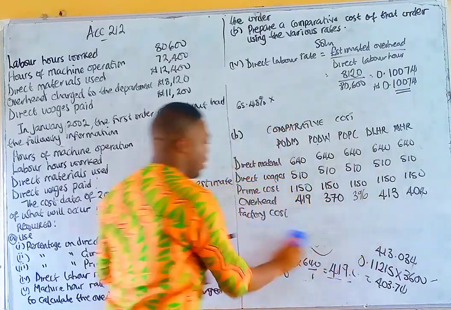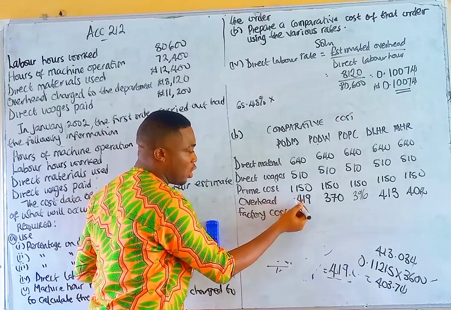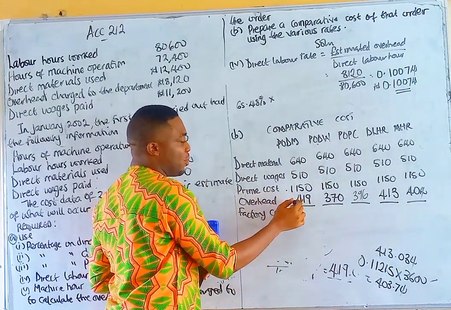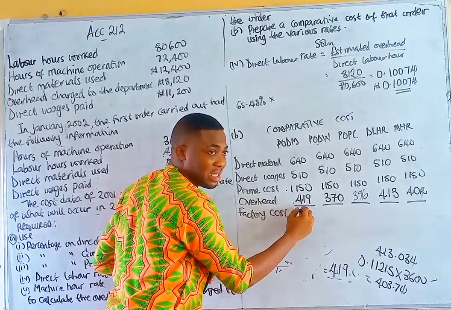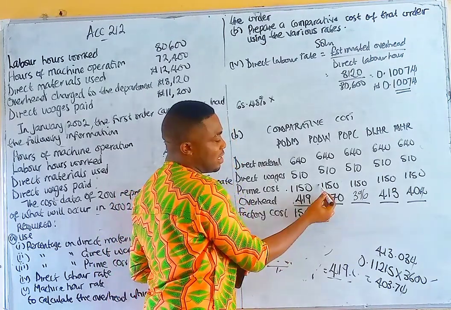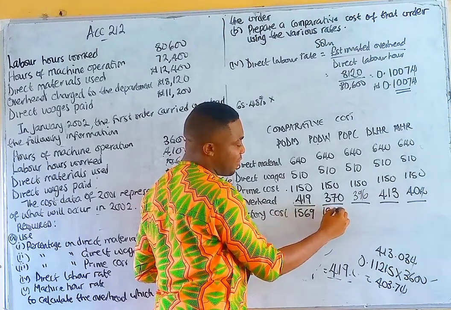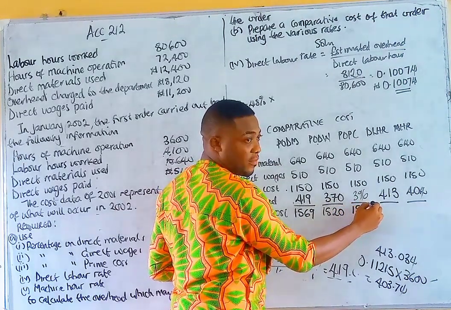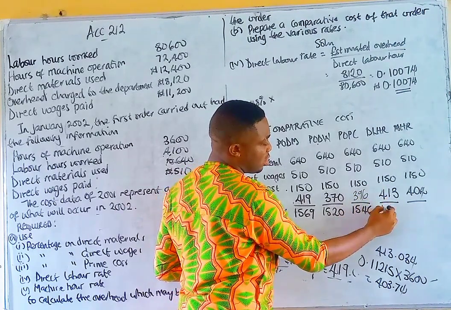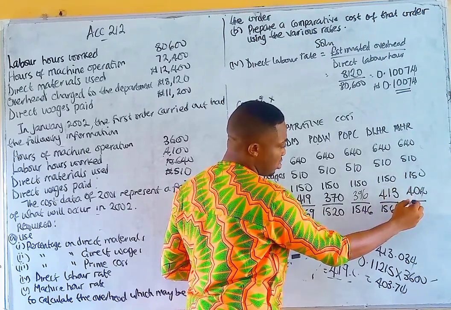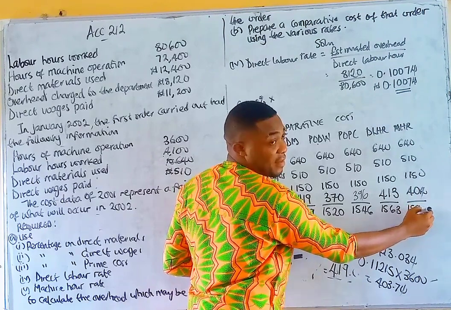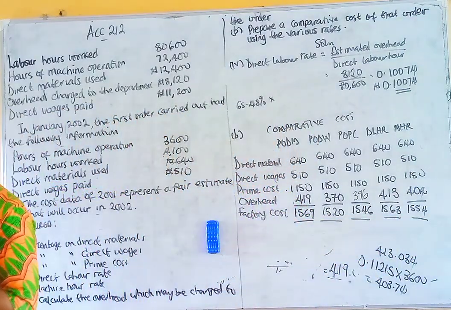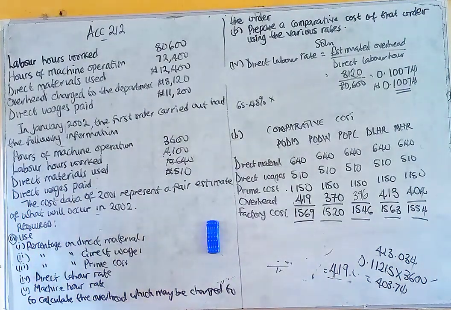Okay, so our factory cost will be the summation of the prime cost plus overhead. So 1150 plus 419 gives 1569. Then the next one, this plus this, is 1520. This plus this is 1546. This plus this is 1560. And this plus this is 1554. And this is the comparative cost. Okay, so this is the first part.